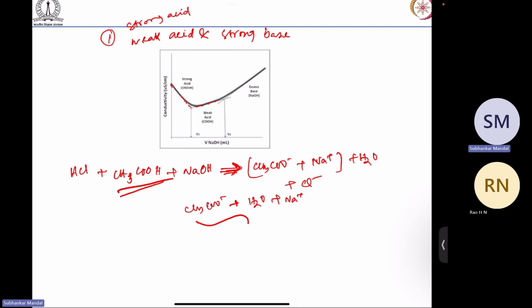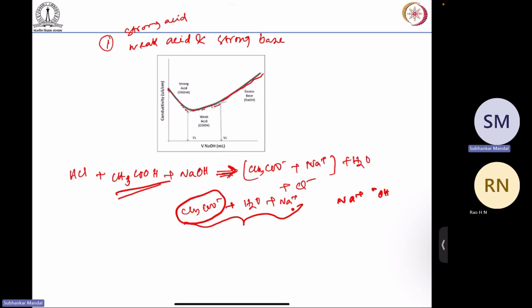So in the solution now these things are produced. As Na plus is there, slowly the conductivity is increasing. And after that, when this is fully neutralized, you are giving excess Na plus and OH minus again, so it is increasing quite high. So I think these things are clear. Yes, sir, it's clear.